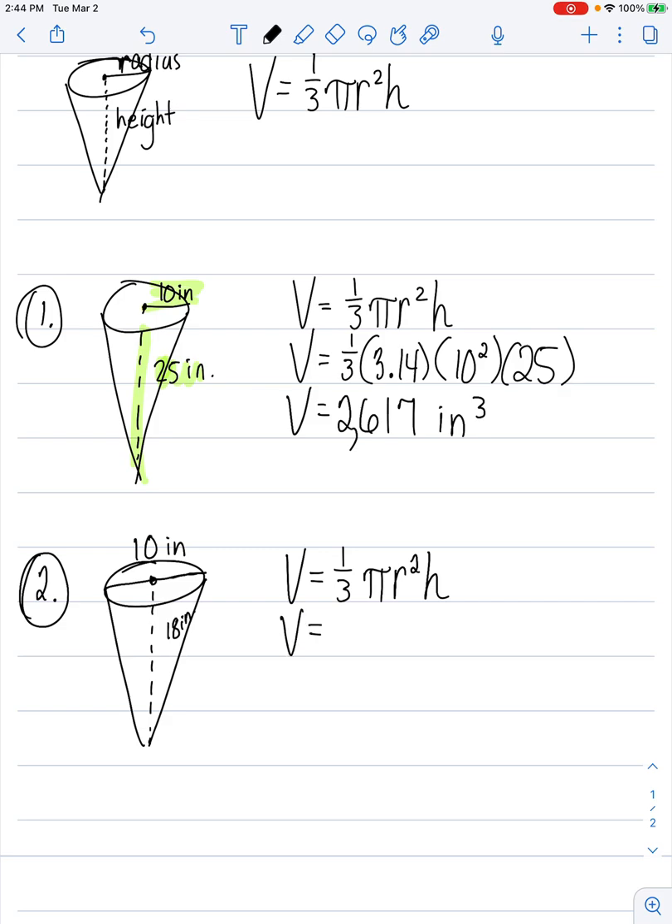Before I do that, did you guys notice that they gave us the diameter? So if they gave us the diameter, we need to half it, divide it by 2 to get our radius of 5 inches. So the diameter is 10, but the radius we need is 5. Now let's plug in our numbers. 1/3 times pi, or 3.14, times our radius is 5 squared, times our height, which is 18.